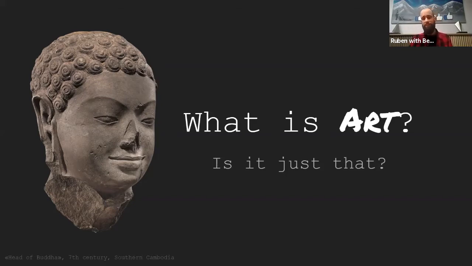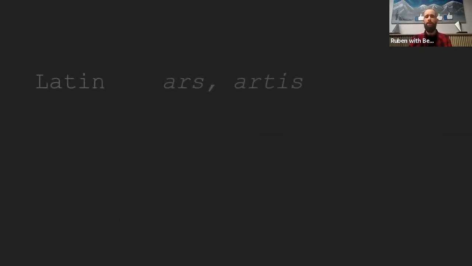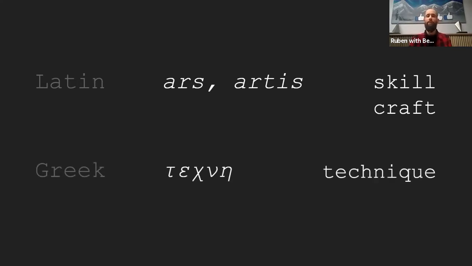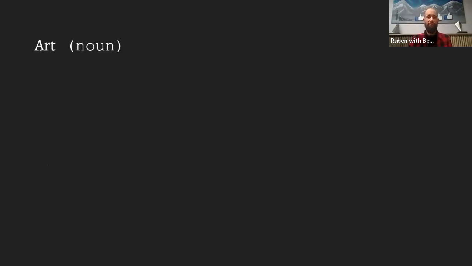So for starters, let's start by looking at the etymology of the word. The word art comes from Latin, and it actually means skill and craft, which is not exactly matching what our possibly current understanding of art is. And even more interestingly, if we look at the equivalent word in Greek, we see that it's the root word for technique and technology.